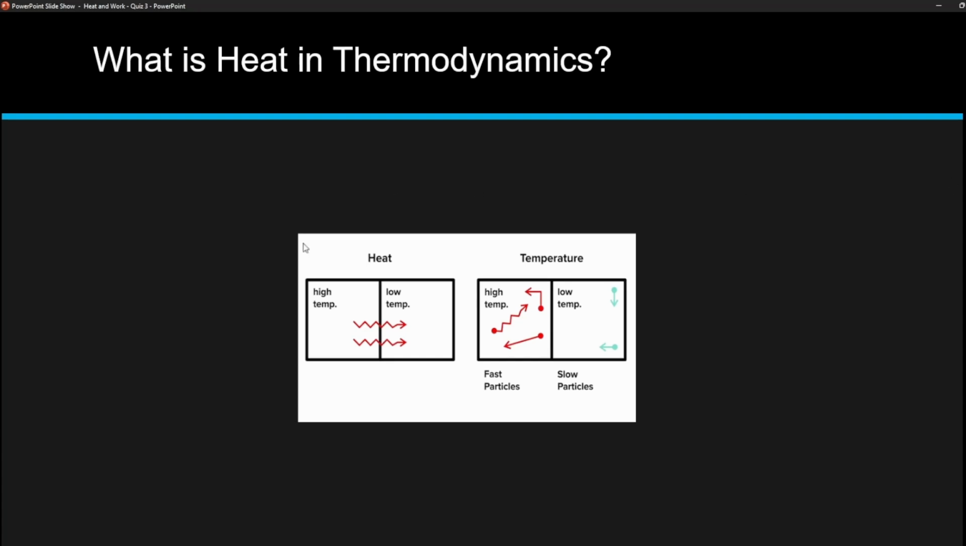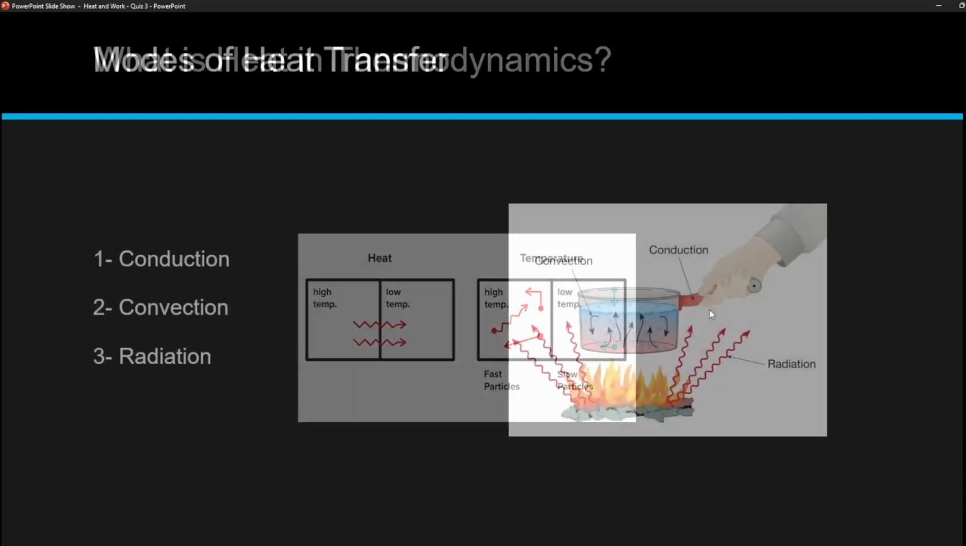As you can see here, for heat, we have a change of temperature from high to low. And for temperature, we see that for high temperature we have fast particles, and for low temperature we have slow particles. It's just a measurement. So how are heat and temperature related? Well, it's simple. The more heat you transfer to a system, the more its temperature will rise.